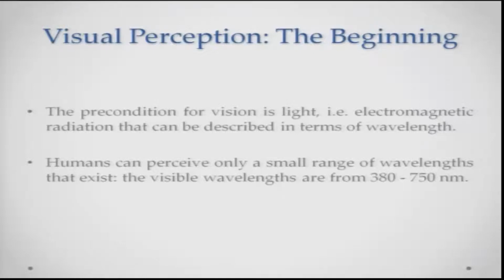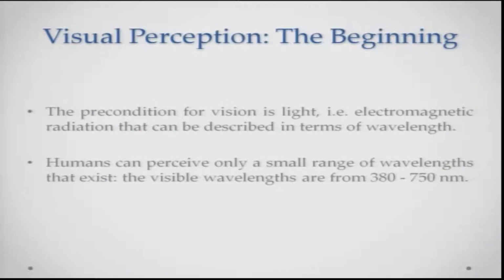The initiating point of visual perception is the registering of light in your eyes. The precondition for being able to see anything is the presence of light. If there is light, you see. If there is no light, you don't. So it's sort of a binary.